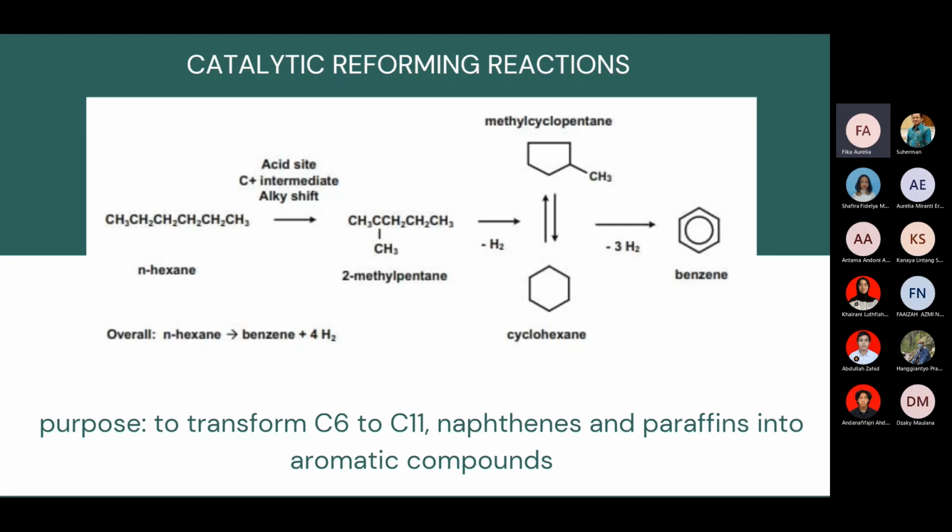The process yields considerable amounts of hydrogen. 4 moles of hydrogen are produced from 1 mole of hexane. The hydrogen is used in hydrotreaters, hydrocrackers, isomerization units, and others.